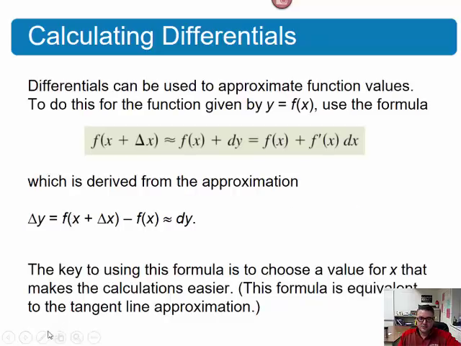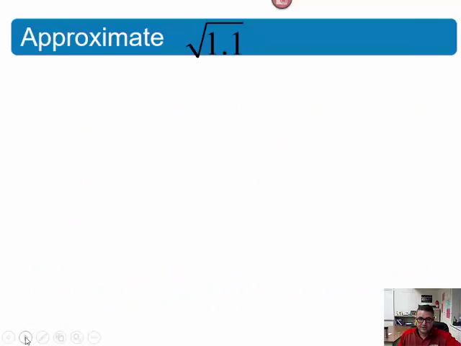All right, so calculating differentials, I have an example for you. Approximate the square root of 1.1. We could go to our calculator right now and just find that value. The square root of 1.1 is 1.0488. But we're going to use a differential to show you how we could approximate that answer.